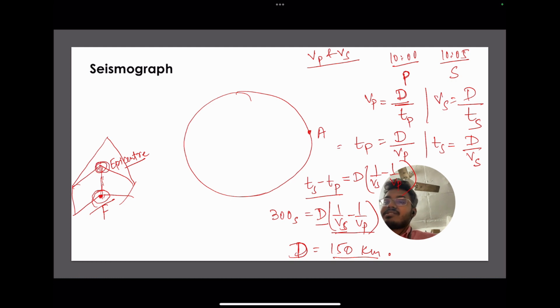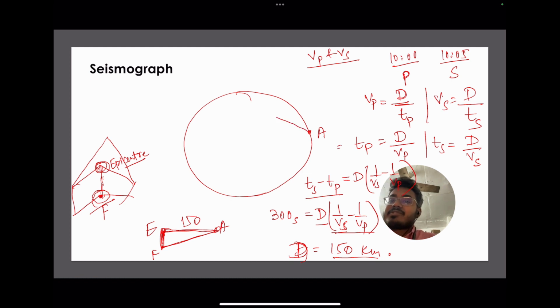This distance is the distance between the epicenter and the seismometer. So these adjustments can be made. Like if a triangle is formed, this is the focus, this is the epicenter, and this is the seismometer. So this can be done. So for simplicity, let's say that the distance between the epicenter and A comes out to be 150.